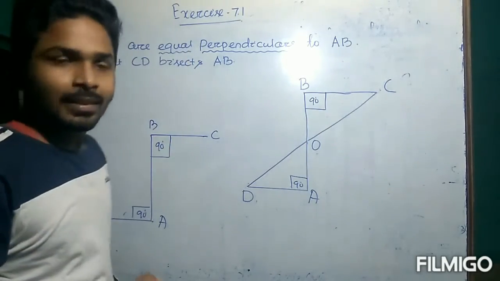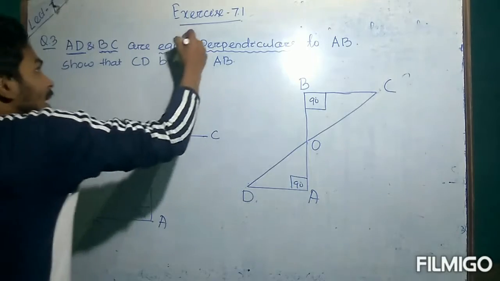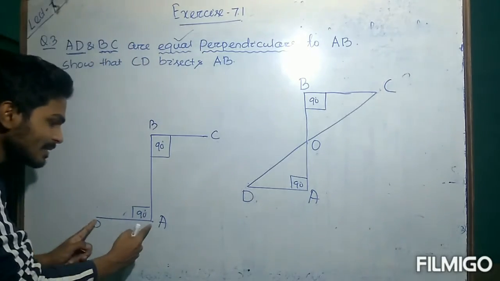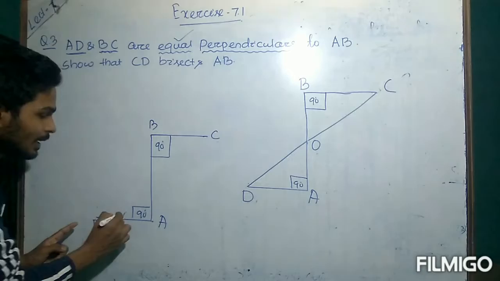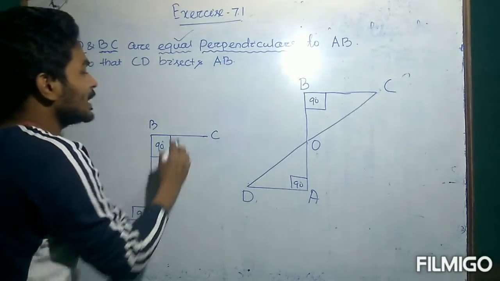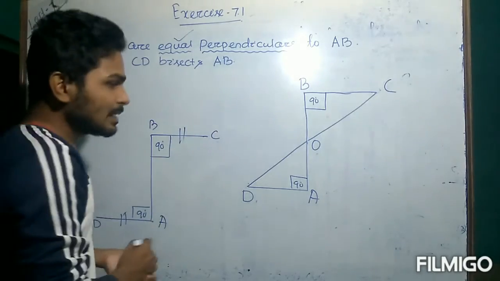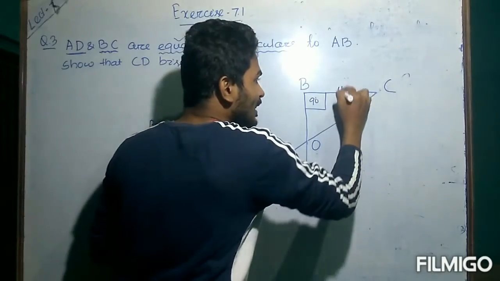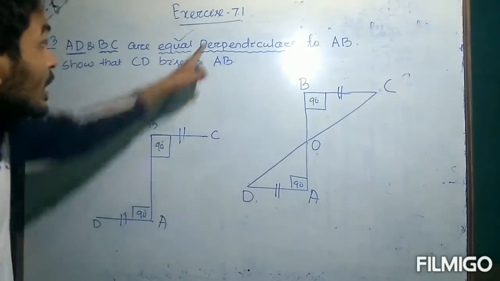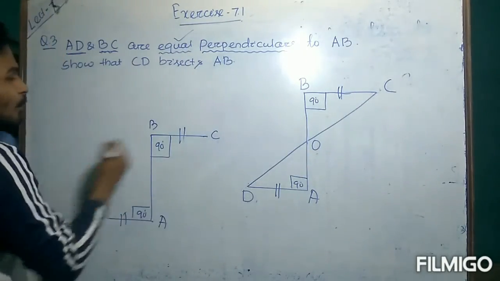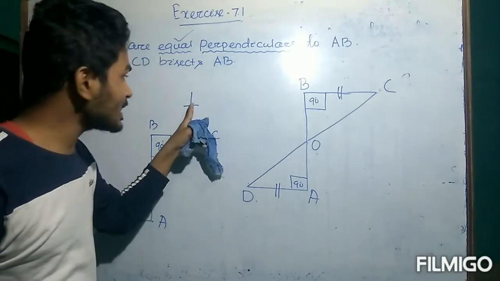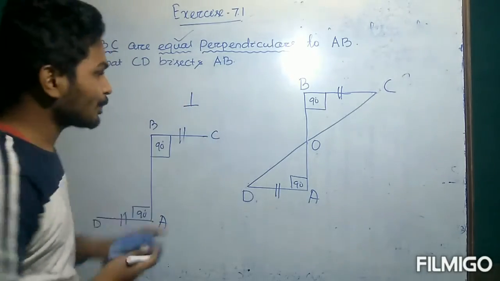Are you clear? Then another term arises, equal. Equal means the distance from A to D is equal to the distance from B to C. So here also this distance is equal to this distance. It is given in this question. Perpendicular means the symbol of the perpendicular is like this, reciprocal of the letter T.